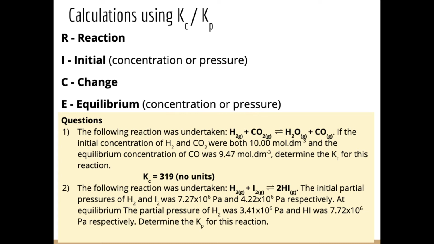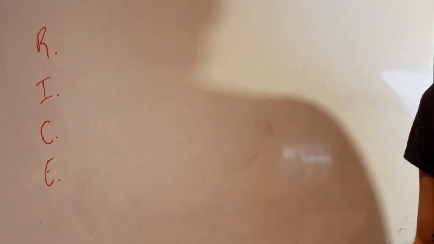At equilibrium, the partial pressure of H2 was that, and HI was that. Determine the Kp. Give it a pause, give it a try. It's the exact same process, only instead of dealing with concentrations, you're dealing with pressures, but exactly the same set out in a RICE table. Give it a pause, and then check your answer when you push resume now.